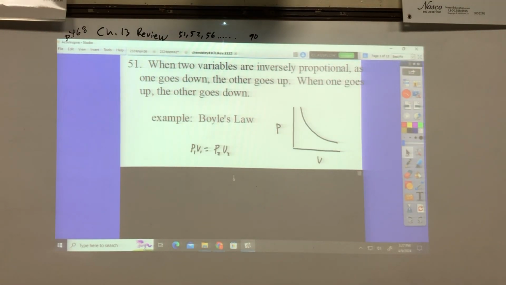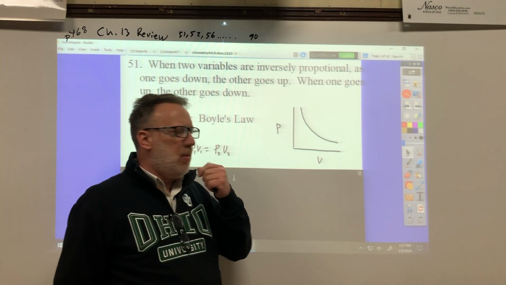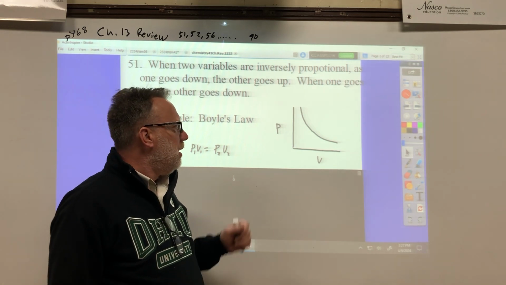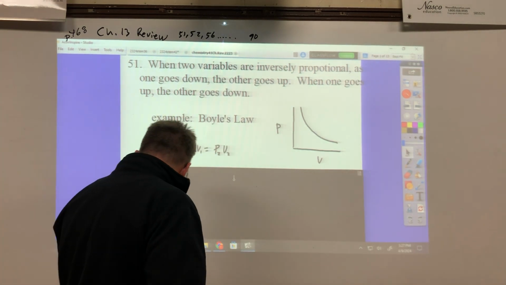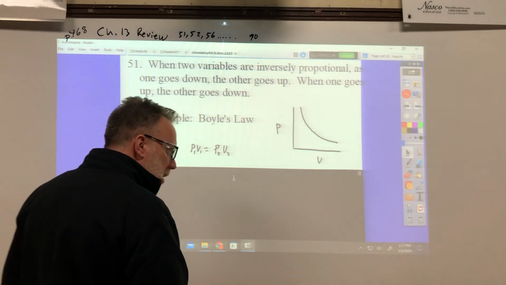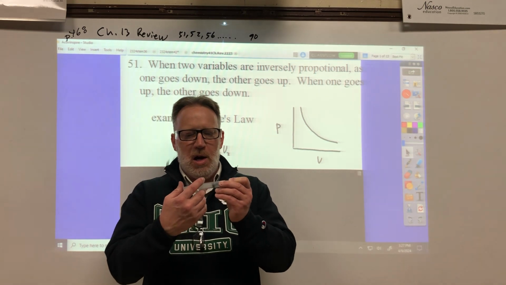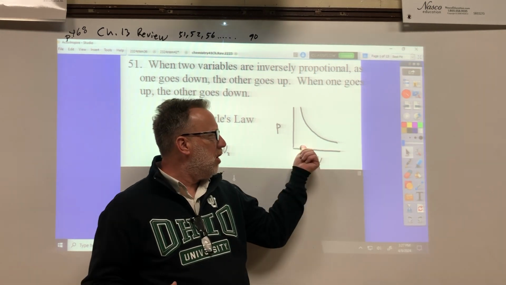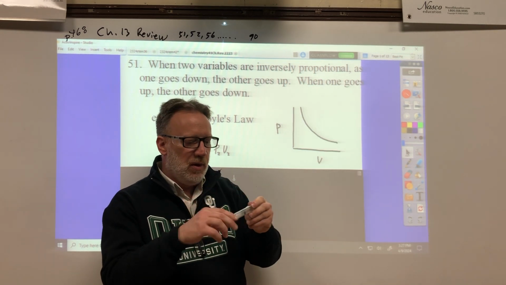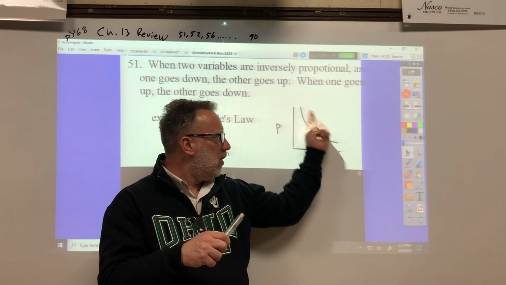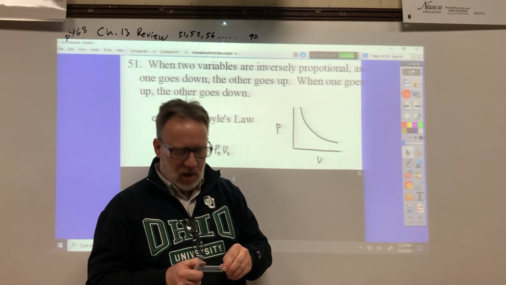And an example of an inverse proportion in regards to chapter 13 on gases is Boyle's law. If you have something like this, I decrease the volume and make the volume less, the pressure will go up enough to where I can shoot this cap off here. If I increase the volume, the pressure goes down to the point where I can pull that out of there.